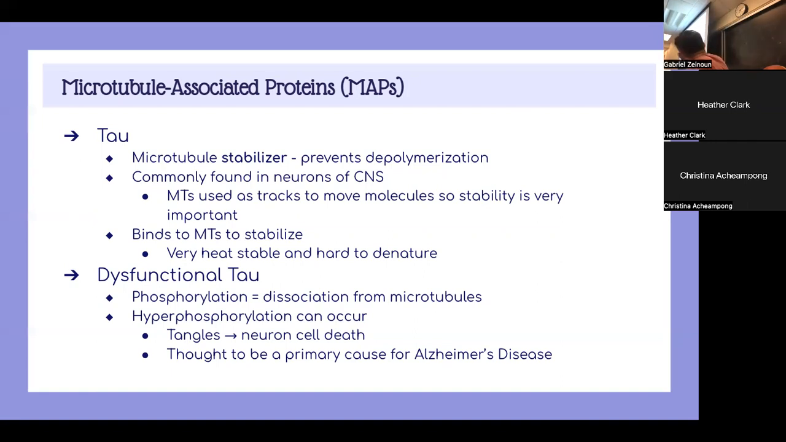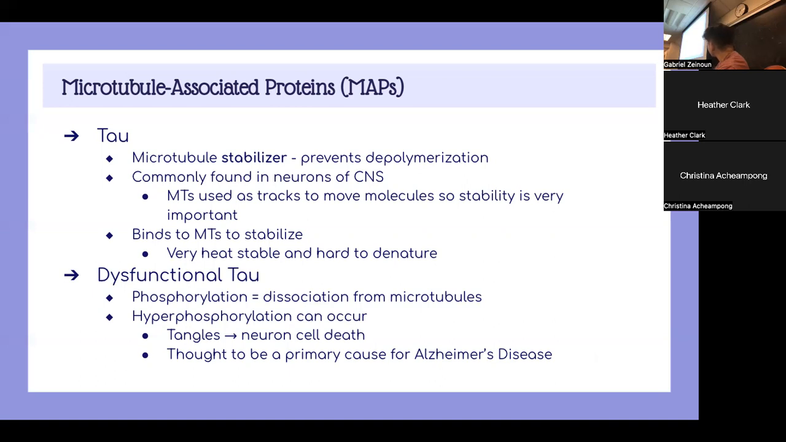As you'll see in the future slides in this presentation, microtubules are used as tracks to move molecules around the cell. Like everything we talk about getting moved around the cell, all of these vesicles and other things are transported through these complicated networks of microtubules. They're extremely important to the cell. And so tau binds to the microtubules to help stabilize them.